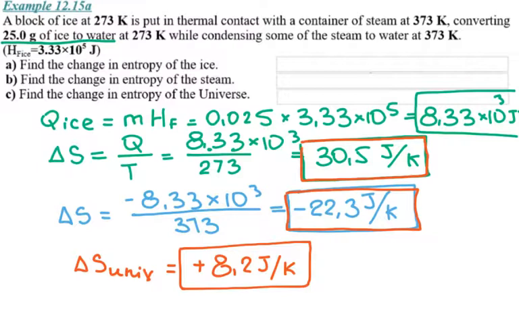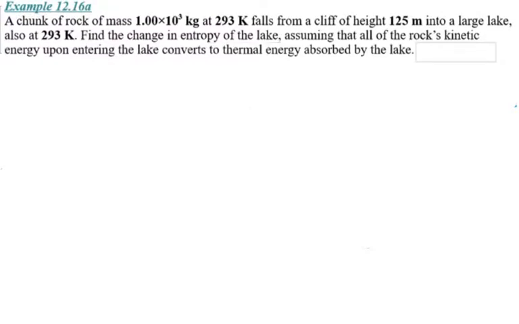In this question, they say a chunk of rock of mass 1,000 kilograms at 293 Kelvin, which is 20 degrees Celsius, falls from a cliff of height 125 meters into a large lake, also at 293 Kelvin, 20 degrees Celsius, like room temperature. Find the change in entropy of the lake, assuming that all of the rock's kinetic energy upon entering the lake converts into thermal energy absorbed by the lake.